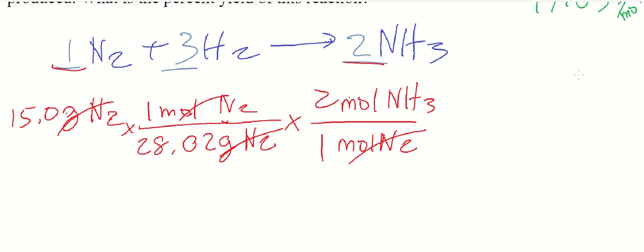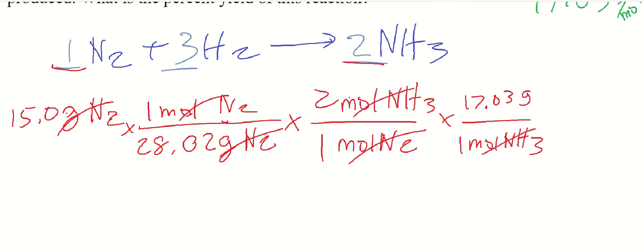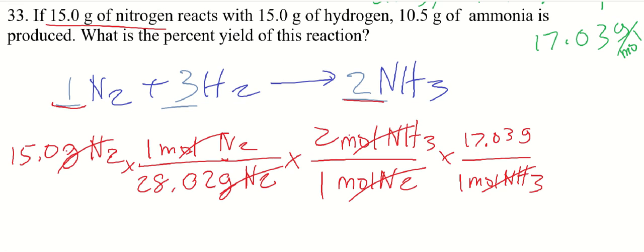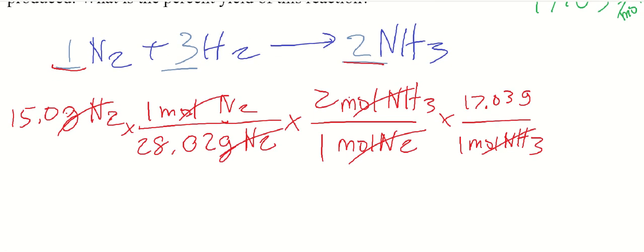All right, so let's convert that. Moles of ammonia to 17.03 grams. Cancel this out. Punch these numbers in.